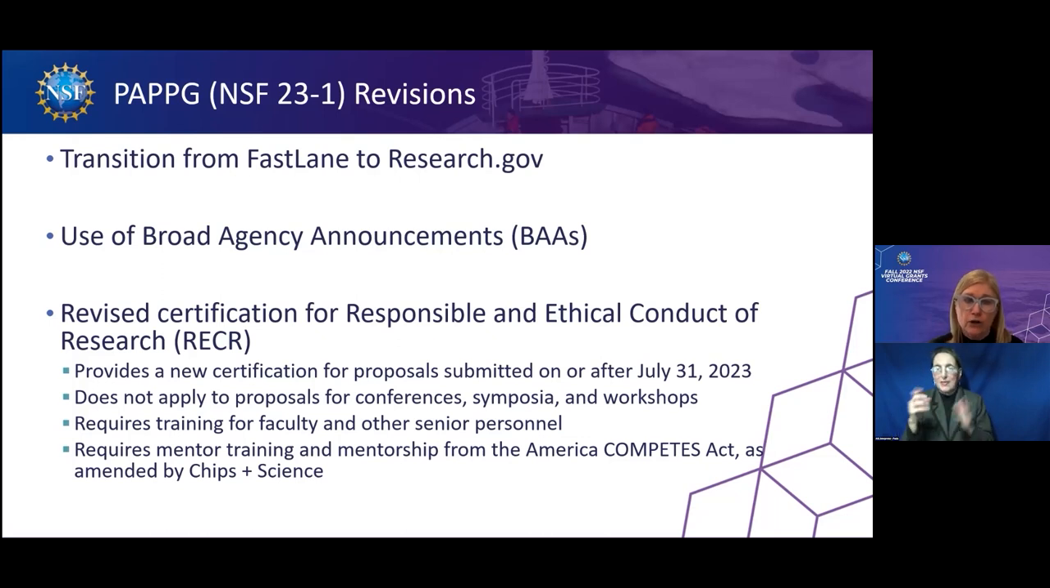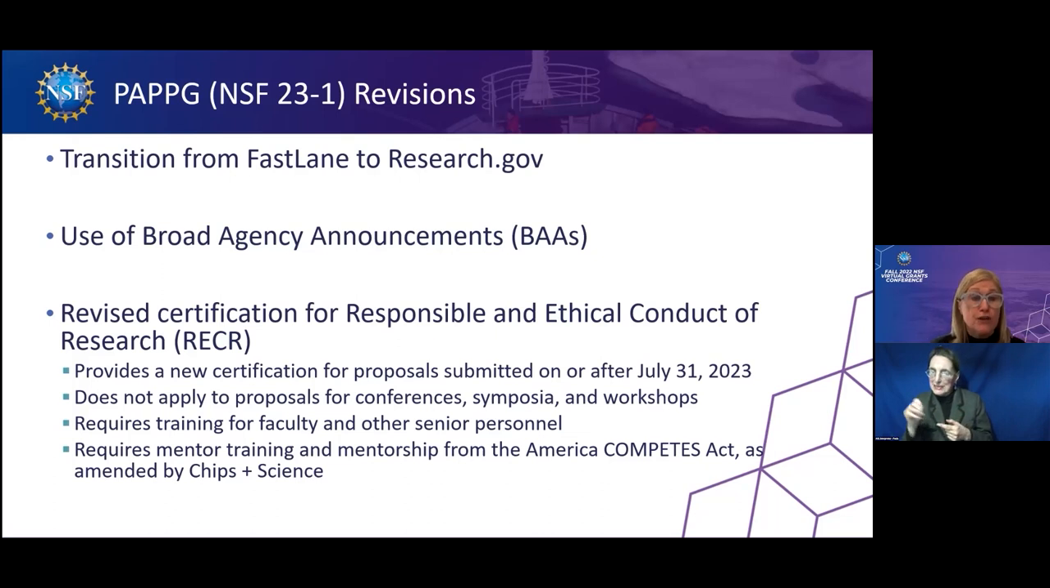Well, first of all, it's very important to emphasize that the CHIPS and Science Act actually changed the America COMPETES Act in the area of responsible and ethical conduct of research, or RECR. The certification is not a new requirement, but the changes that were made are as follows. First, as I mentioned before, there is a new certification for proposals submitted on or after July 31st, 2023. This certification and the prior certification didn't apply to proposals for conferences, symposia, and workshops.